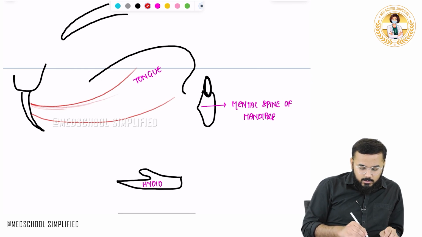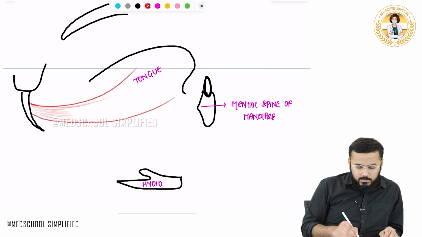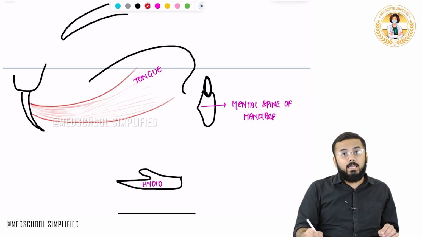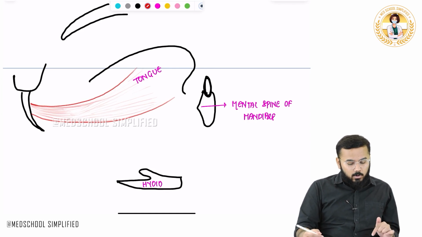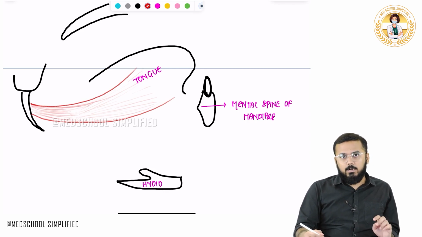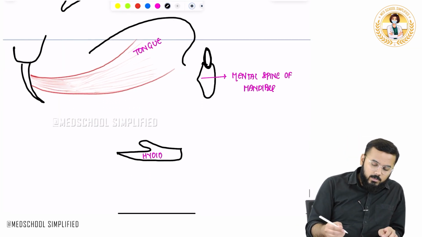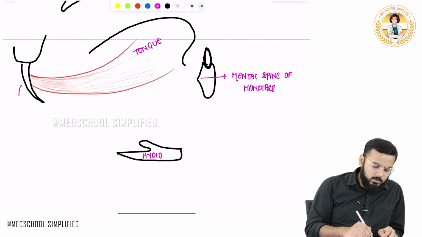In this way you can see a muscle like this, which is finally inserting into the lateral aspect of your tongue. This particular muscle which you can see over here is called the styloglossus muscle. Why? Because it starts from the styloid process, so you call it styloglossus. Not to forget that this is your styloid process.